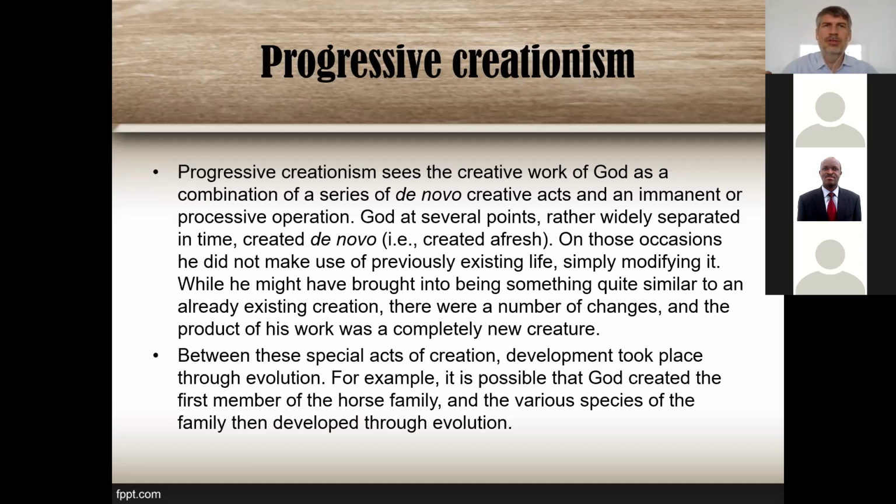So he pushed them and he created new species that could live on the dry land. And progressive creationism actually says that it was a very, very long period of time. So they tried to reconcile the long period of time according to evolution and the account of the book of Genesis.